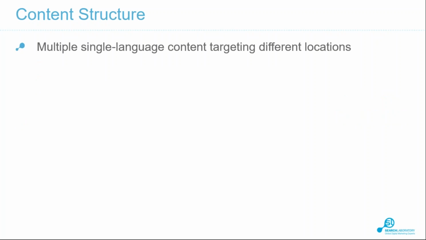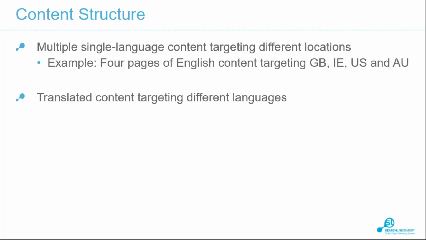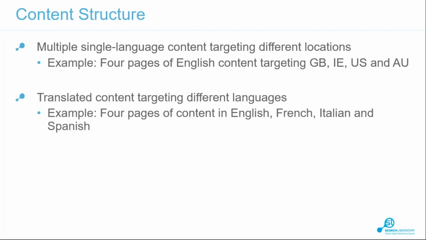Moving on from site structure, I'm just going to talk now a little bit about content structure and how you might structure your content on your international websites. The first approach that you may take is having multiple single language content that targets different locations. So an example here would be 4 pages of English content that target different English-speaking countries. In this example, United Kingdom, Ireland, USA, and Australia. Alternatively, you may have fully translated content that targets completely different languages. So again, 4 pages of content, 1 in English, 1 in French, Italian, and Spanish, and so on.